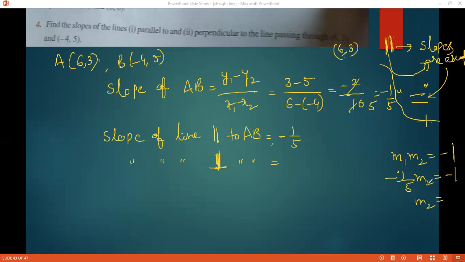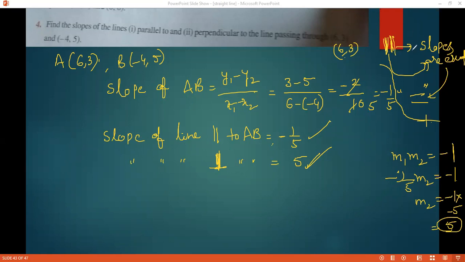Minus 1 by 5 into m2 is equal to minus 1. So minus 1 by 5 means it becomes into minus 5, so it becomes positive 5. Yes, positive 5. So when the line is perpendicular to AB, the slope will be plus 5, and when they are parallel, it is minus 1 by 5. Is it clear? So you remember this mnemonic.